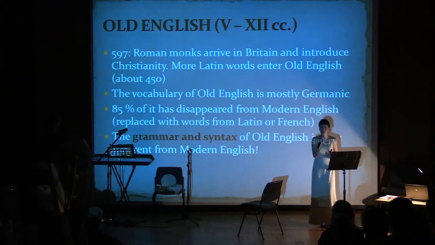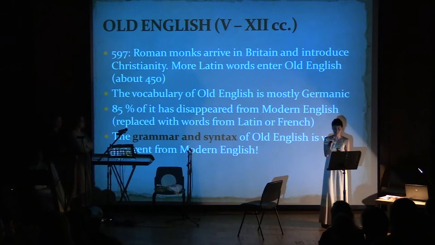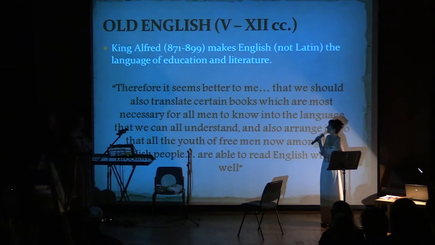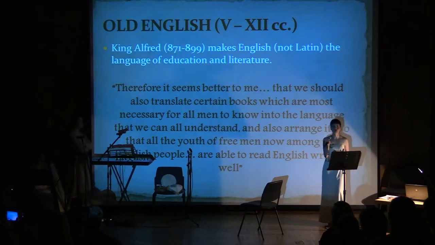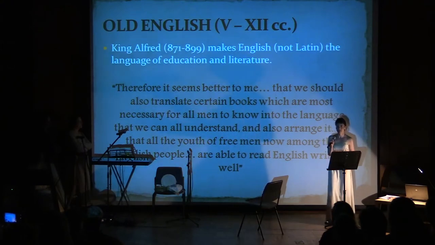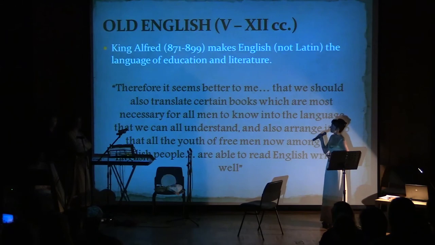We're going to try and illustrate this fascinating time in the history of the English language with a little bit of poetry. Actually, before we do that, it's worth saying that in the 9th century, King Alfred makes a very important step. He chooses to make English, not Latin, the language of education and literature. And why is that important? Simply because when you start writing in a language, you give a major boost to its development. The grammar begins to become more complex, the vocabulary expands. So this was quite an important step.